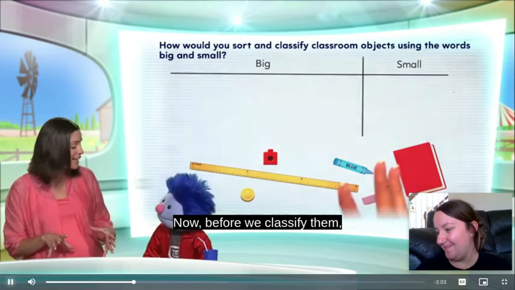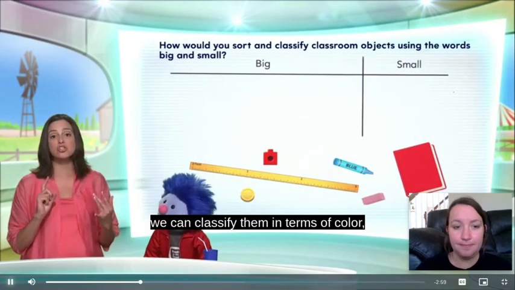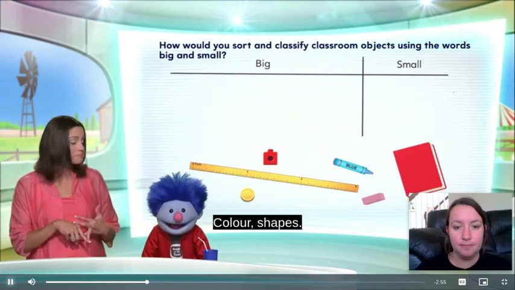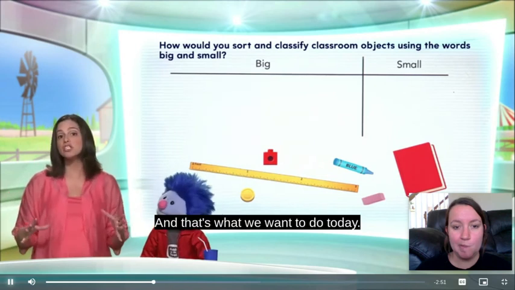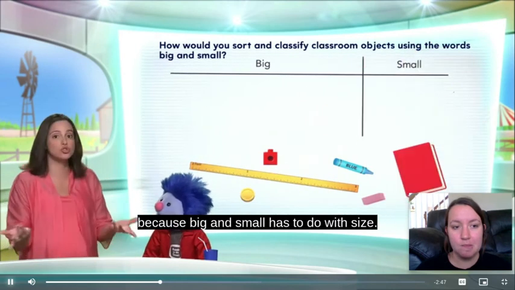Now, before we classify them, I just want to let you know, Joey, we can classify them in terms of color, shapes, size. And that's what we want to do today. We want to classify them in terms of size because big and small has to do with size.